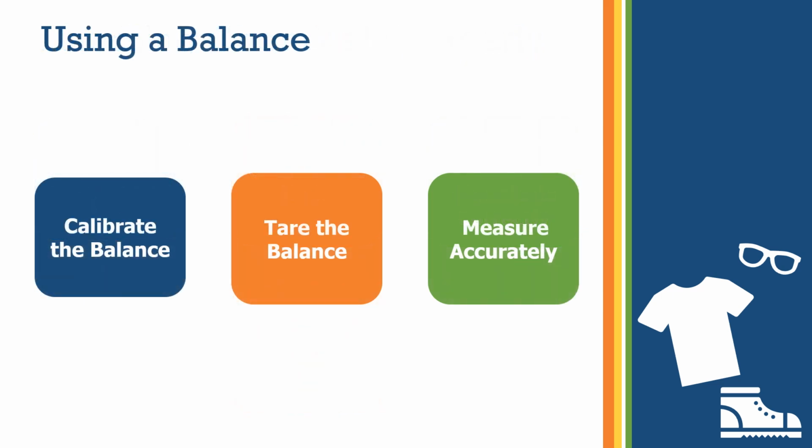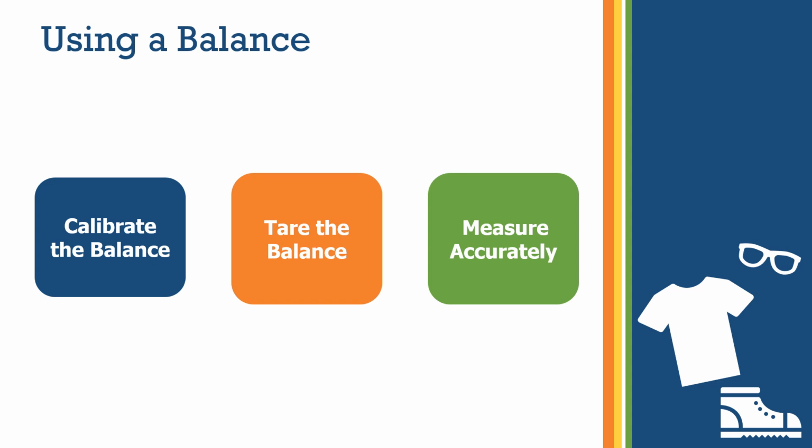Accurate measurement of mass is essential in many experiments. Here's how to use a balance properly. Calibrate the balance. Before use, ensure the balance is calibrated correctly. Most modern balances have a calibration function. Follow the manufacturer's instructions for this process.